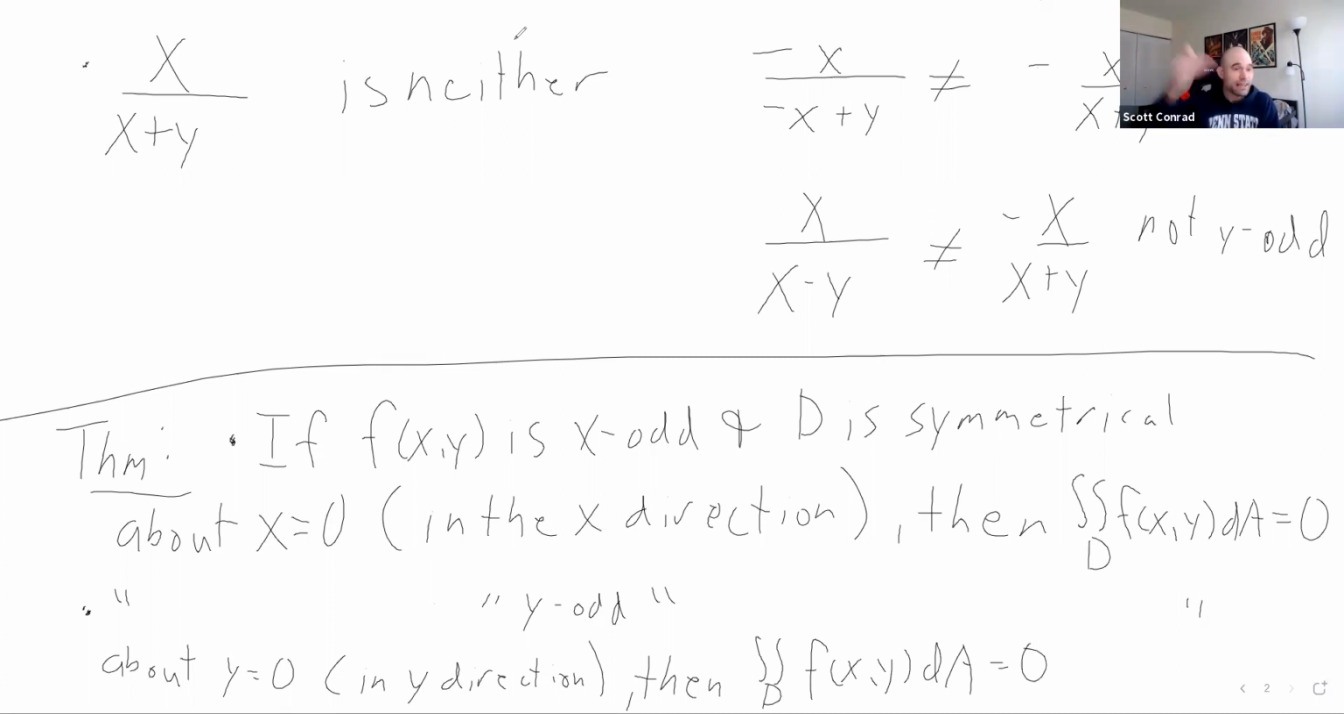So if either one of these is true, your integral is 0. X odd symmetrical in the x direction, then your integral is 0. Y odd symmetrical in the y direction, integral is 0. Both can be true also. Either one is good enough for the integral to be 0.